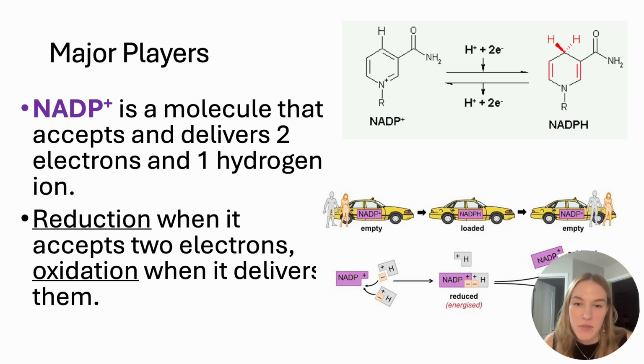And so when we're thinking about this, NADP+ is going to accept electrons. So NADP+ is reduced. NADPH is going to drop those electrons off at some other molecule and then return back to NADP+. But NADPH, because it is delivering electrons, is going to be considered oxidized. So that is the whole job of NADP+. It's just a shuttle for electrons.